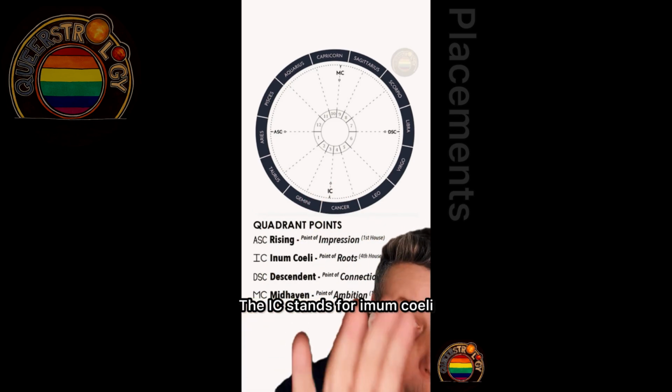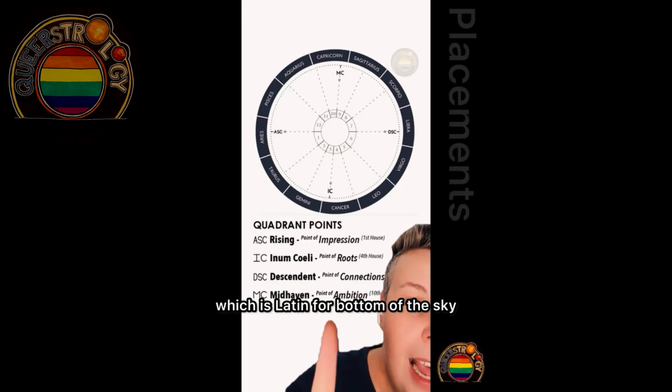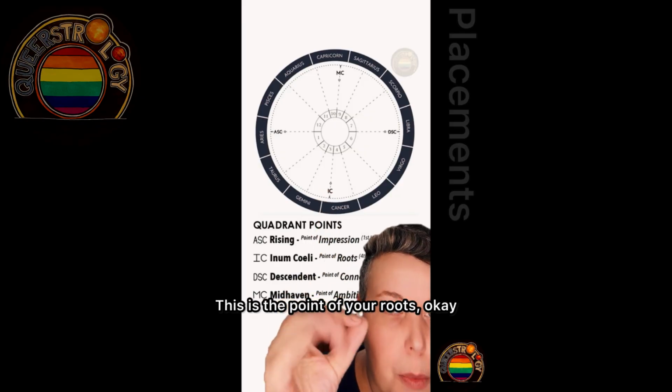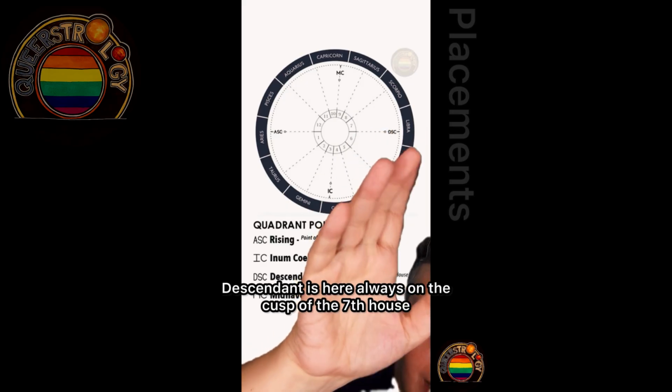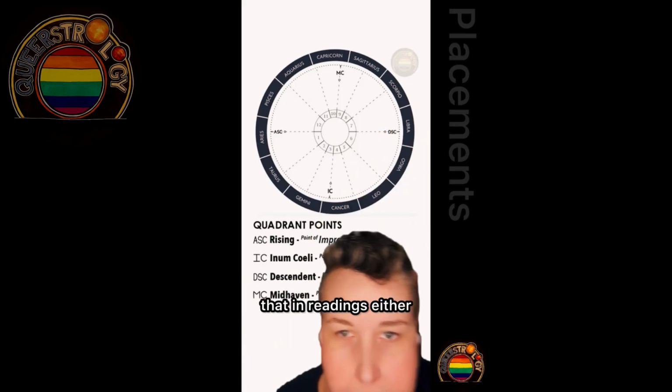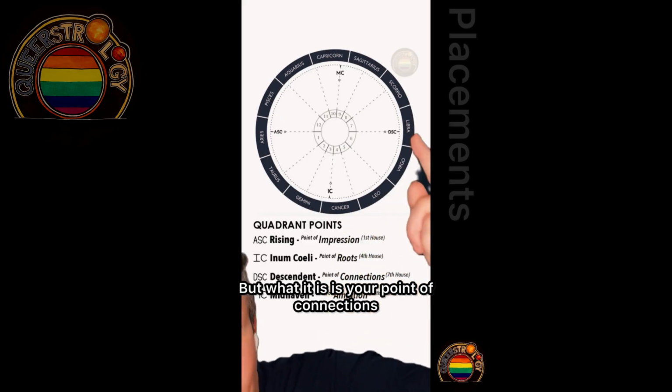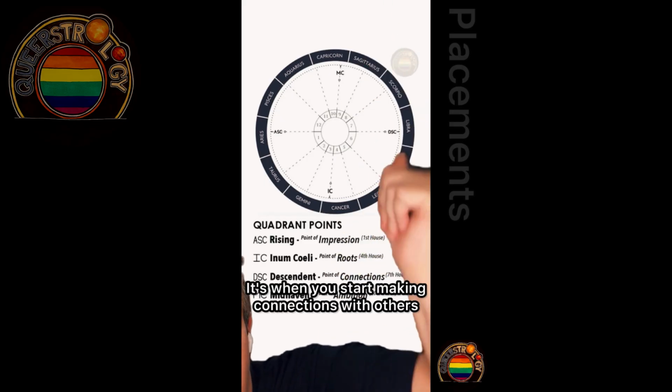The IC stands for imum coeli, which is Latin for bottom of the sky. This is the point of your roots, where you're growing from. Descendant is here, always on the cusp of the 7th house, and we don't really talk about that in readings either. But it is your point of connections. It's when you start making connections with others.